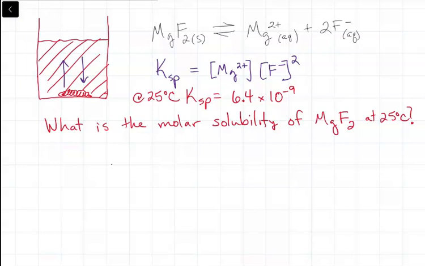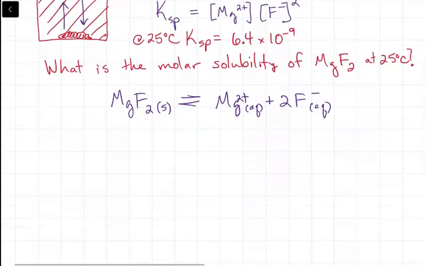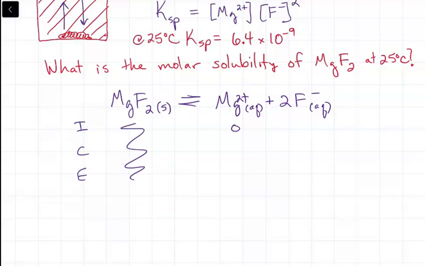I'm going to just recopy the equation down here for the purposes of our ICE box organization. Mg2+ and then 2F-, and these are both aqueous. Okay, now we have our initial, our change, and our equilibrium. The solid we don't worry about, it doesn't really have a molarity. Our two products, of course, start at 0, just like always, but they're going to go up by an unknown amount. The only thing we do know is that the fluoride will go up by twice what the magnesium goes up by, right, because of the coefficient of 2.